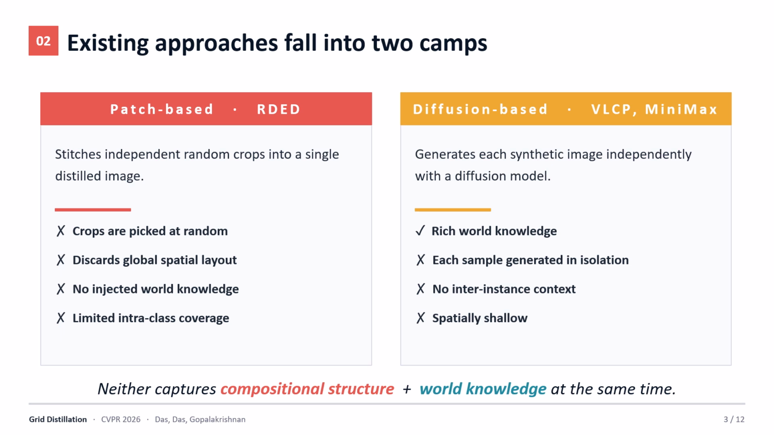Existing approaches fall into two camps. Batch-based methods like RDED stitch random crops together. That is efficient but discards global layout and intra-class diversity. Diffusion-based methods like VLCP generate each image with a powerful prior, but each sample is created in isolation with no instance context. Neither approach captures both compositional structure and world knowledge at the same time.